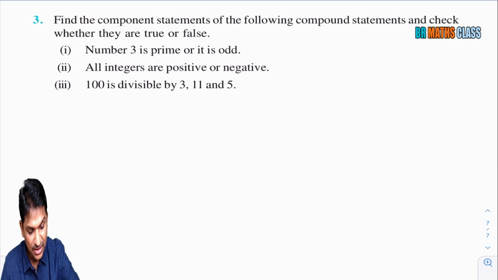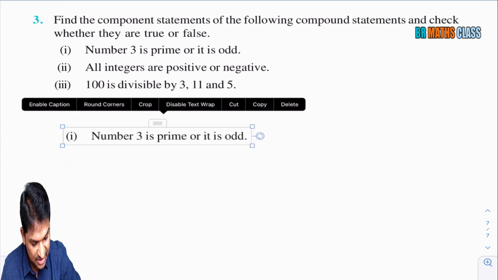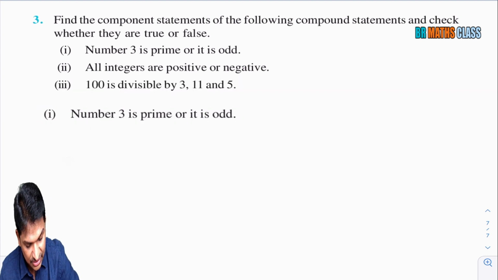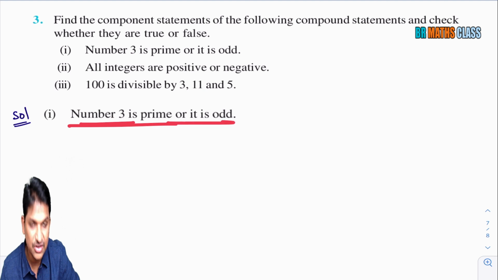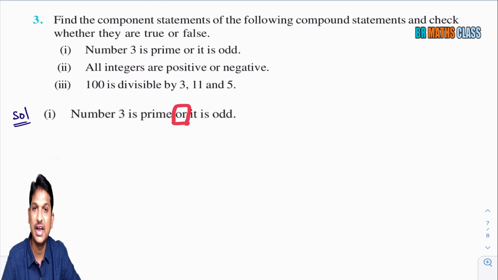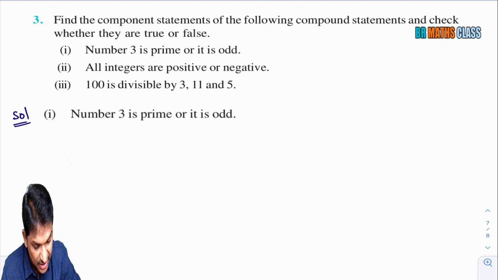For example, you see this first bit. First bit is like this: number 3 is prime or it is odd. We will start the solution. In this, what is the connecting word? The connecting word, connective, is or. What are the component statements? They are asking to find the component statements.